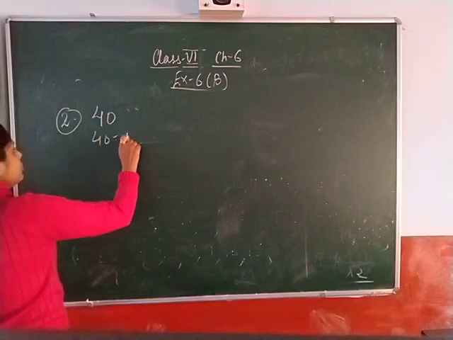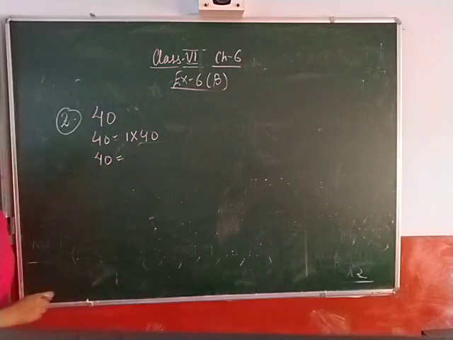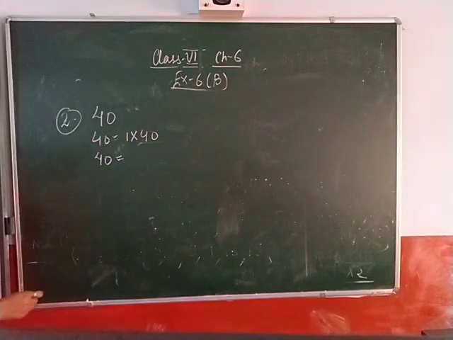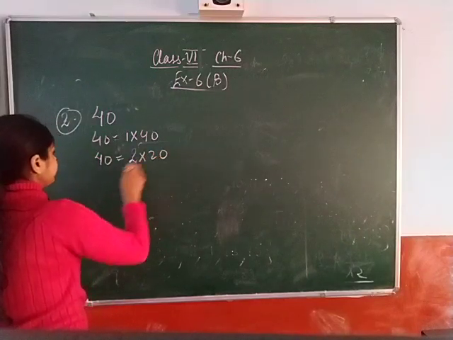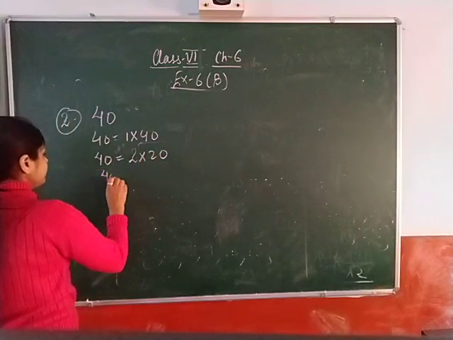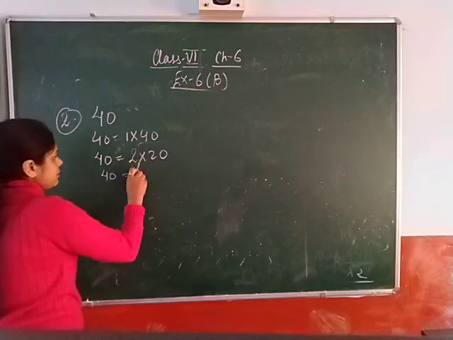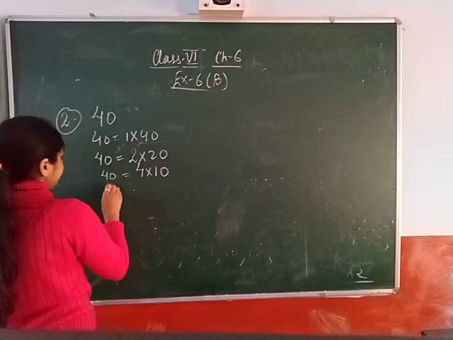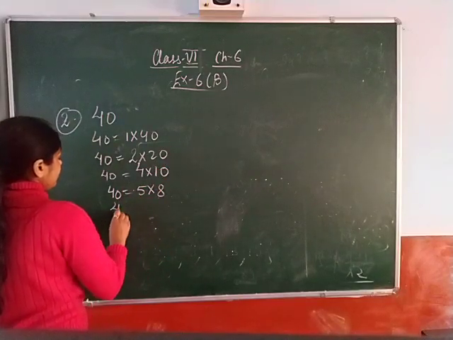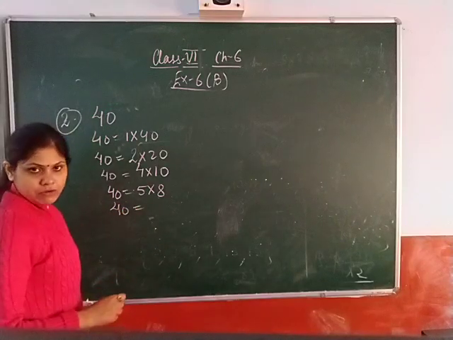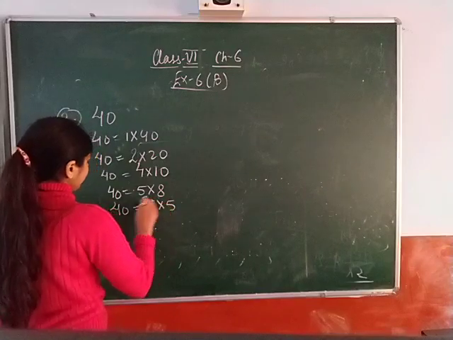40 is equal to 1 into 40. 40 is equal to, what can we do here? If we come to 2, 2 into 20. 40 is equal to, in the 3 table will 40 come? No. 4, yes. 4 into 10. Then 40 is equal to 5 eights are 40. Then 40 is equal to, in the 6 table it will not come, 7 will not come, 8 it will come. 8 fives are 40.